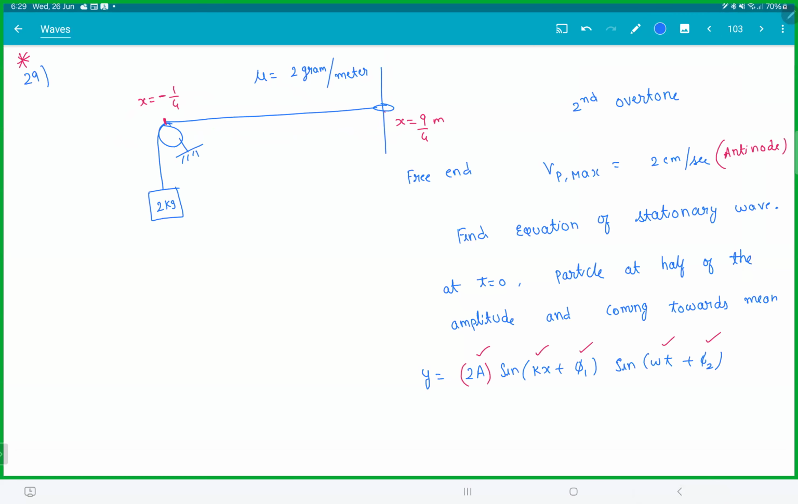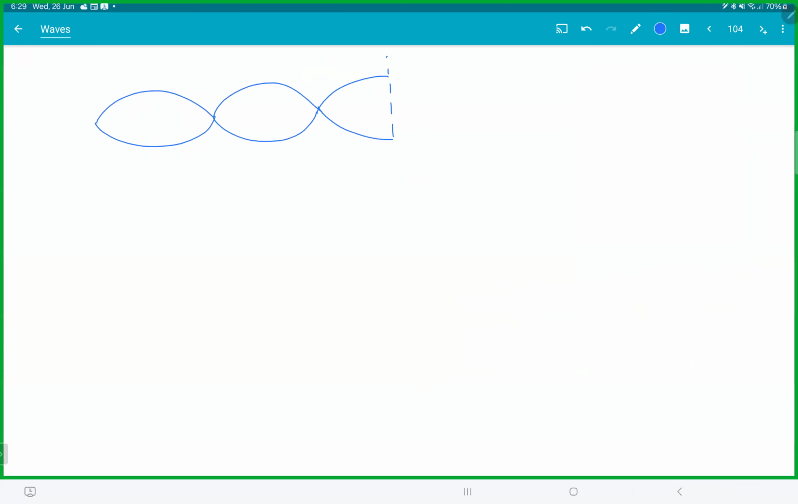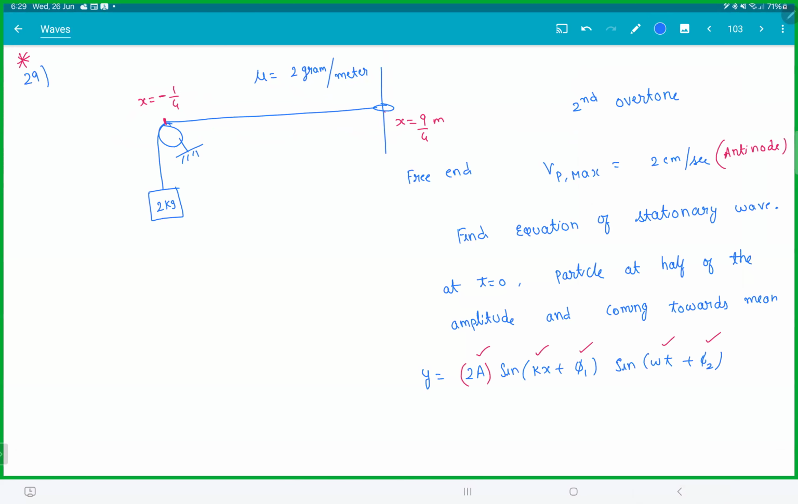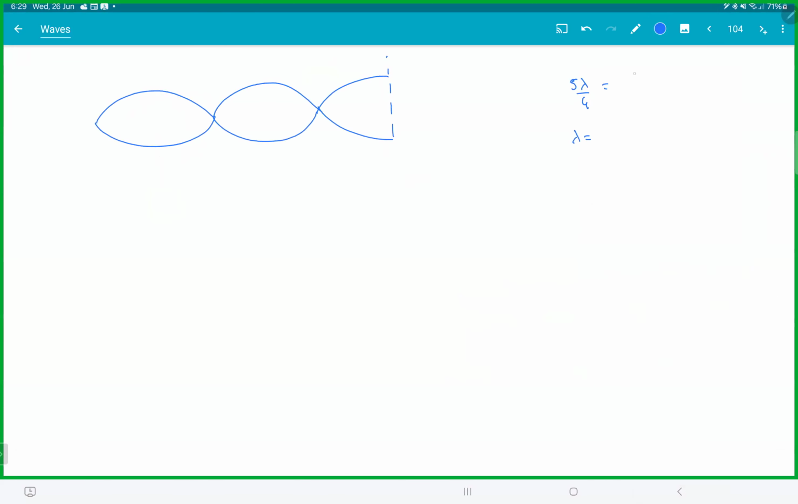And you said that x is equal to 1 by 4. So 5 lambda by 4 is 2.5 meters. Right. And from here I got lambda is equal to 2 meters. That means when I took this position as x is equal to minus 1 by 4, this was x is equal to 0.